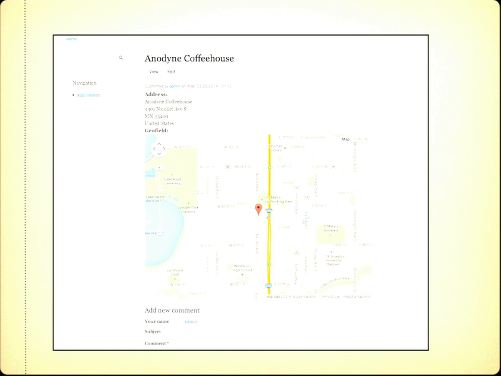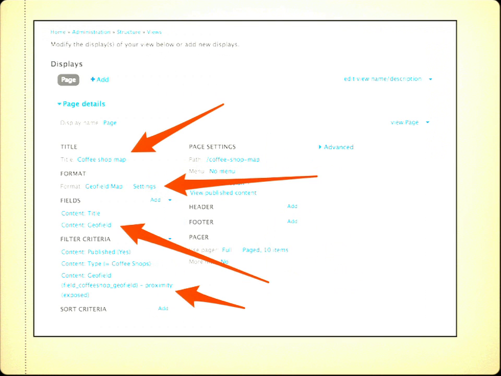We can just go and make a view now. And for the format, we're going to pick Geofield map. And for the fields, we just have to make sure that we include the Geofield in there. If we've got pop-ups, we want to make sure to include anything that we want to appear in the pop-up. And in this case, we were doing a proximity filter.